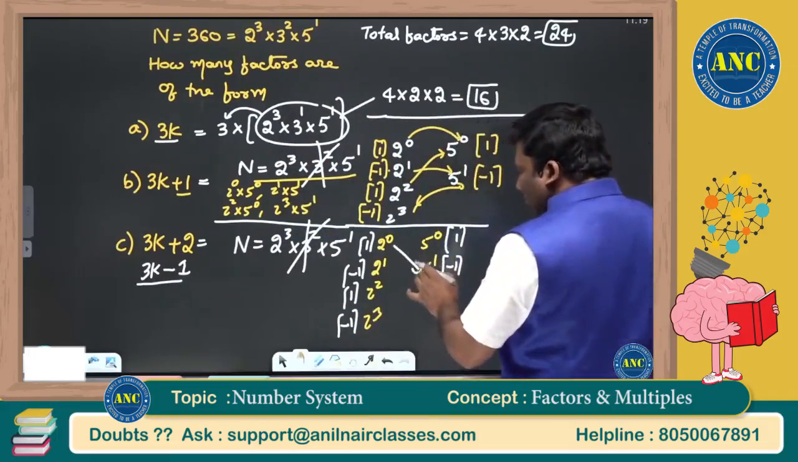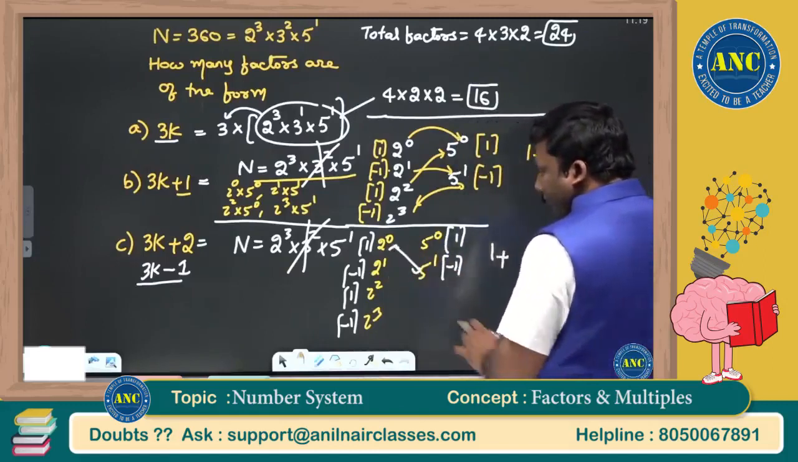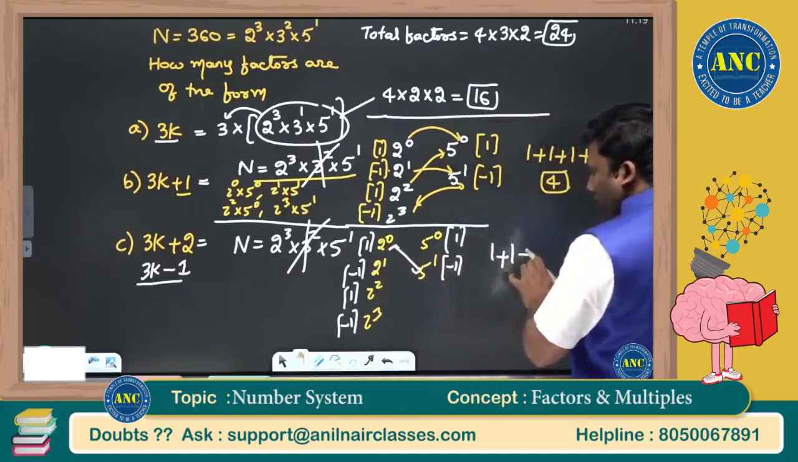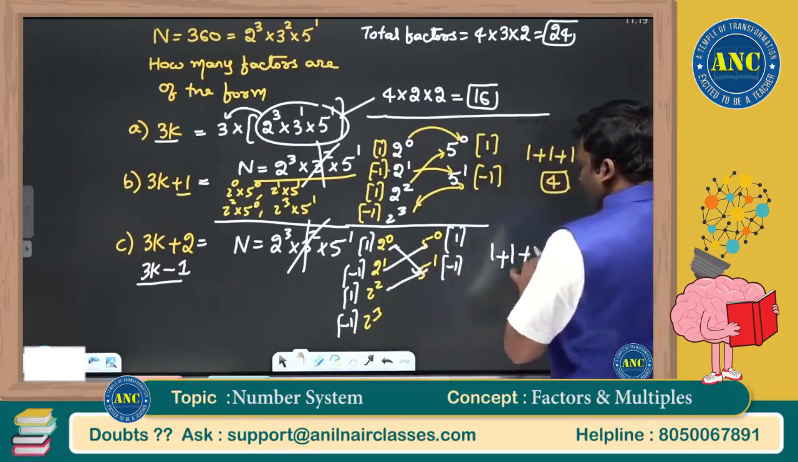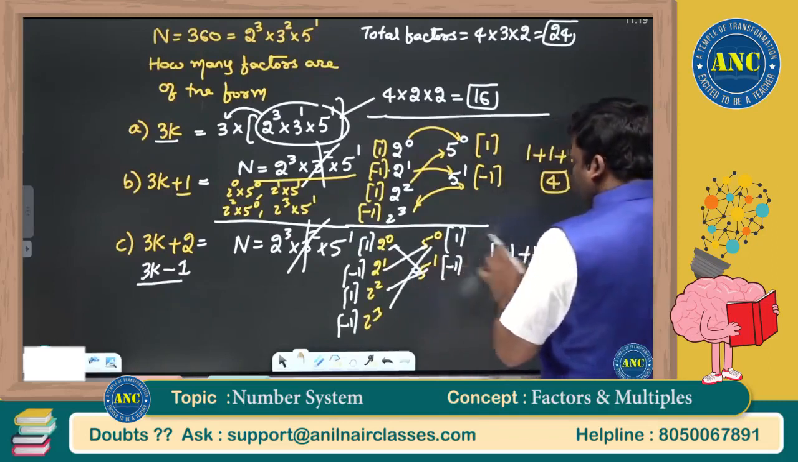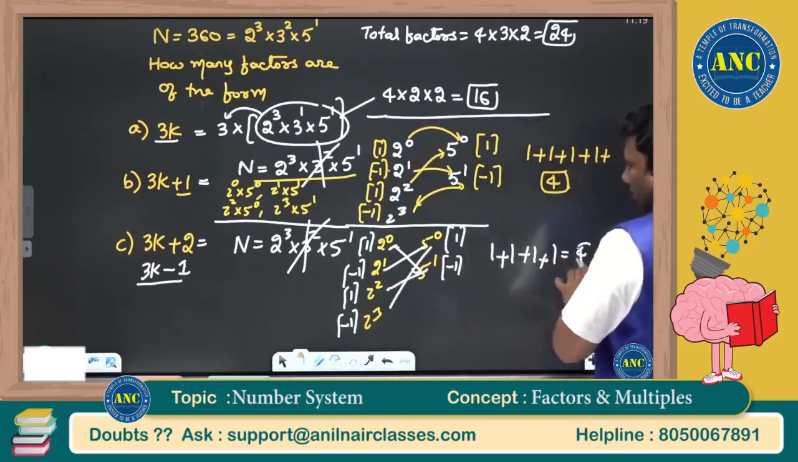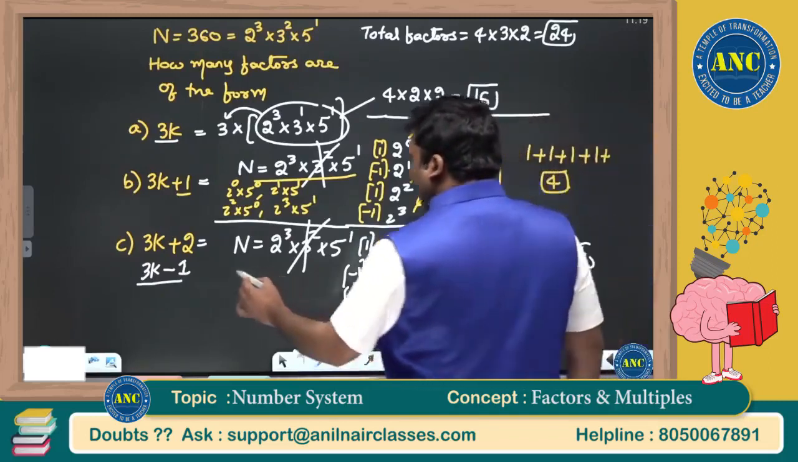So 1 with minus 1, 1 case. Minus 1 with 1 case. 1 with minus 1, 1 case. Minus 1 with 1 case. 4 cases. What are those 4 cases? We will write down here.